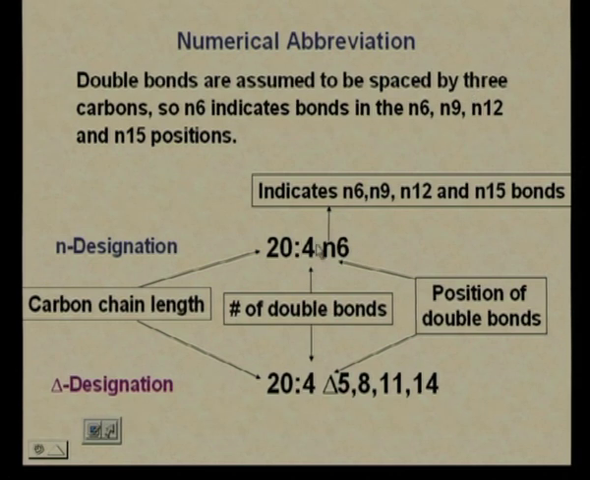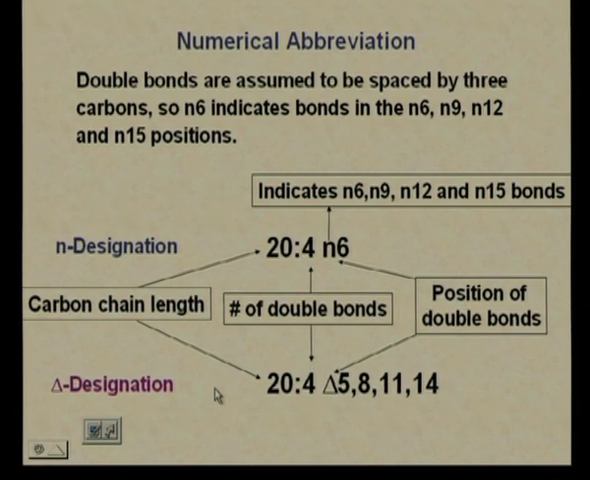Here in the omega designation only N6 is specified and nothing else, but in the delta designation the position of the double bonds is written explicitly, where we now know that if this is the nomenclature, it means that you have a carbon chain length of 20, there are 4 double bonds and the position of the double bonds are 5 and 6, 8 and 9, 11 and 12, 14 and 15.